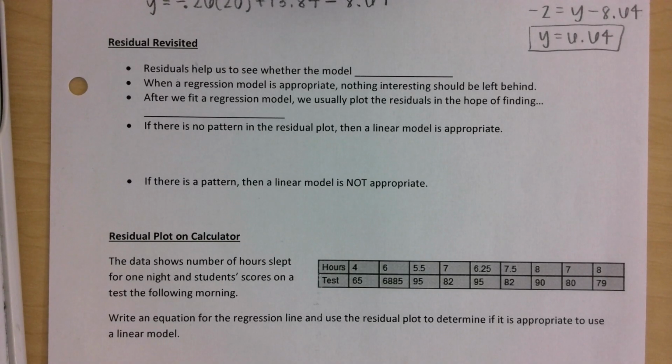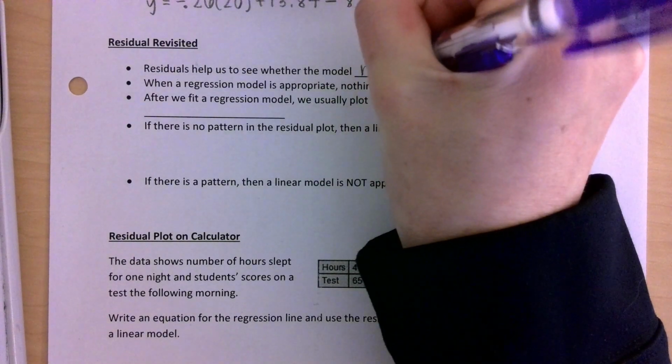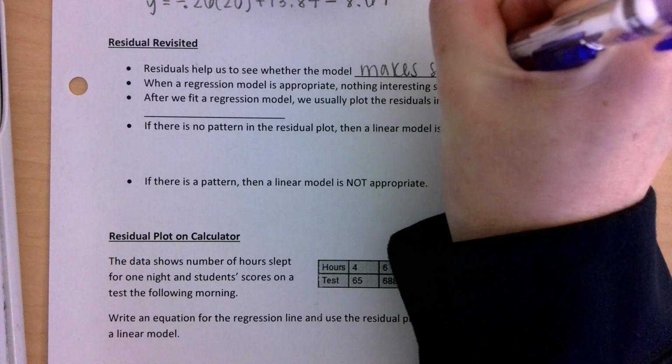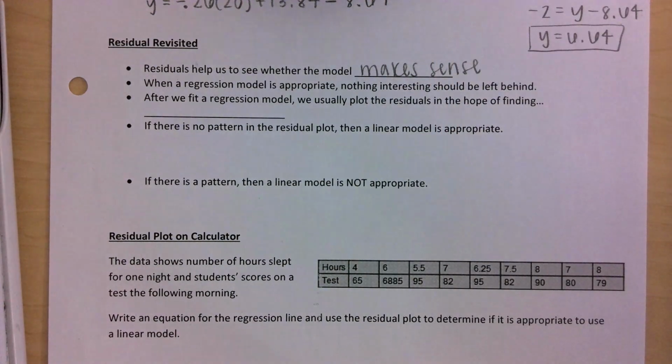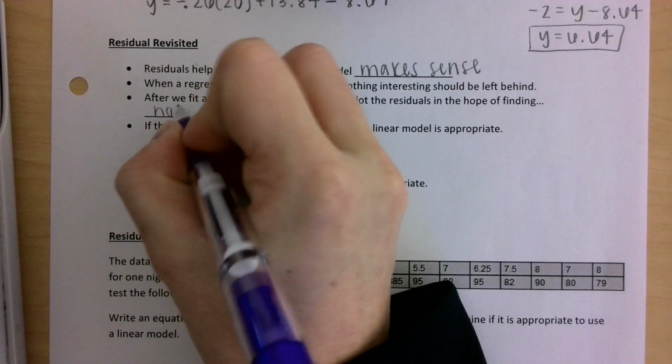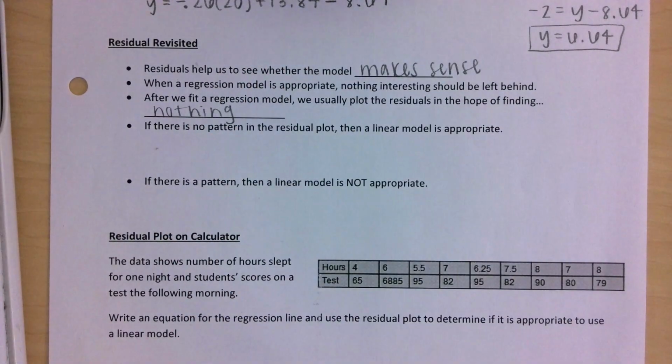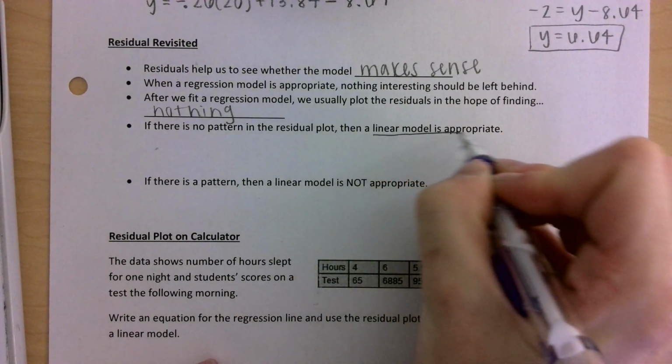Okay, last little part here, still working with that residual plot. Residuals are really nice because they help us to see whether the model makes sense. When a linear or a regression model is appropriate, nothing interesting should be left behind. So after we fit a regression model, we usually plot the residuals in the hope of finding absolutely nothing. If there is no pattern in the residual plot, then it tells us that a linear model is appropriate.